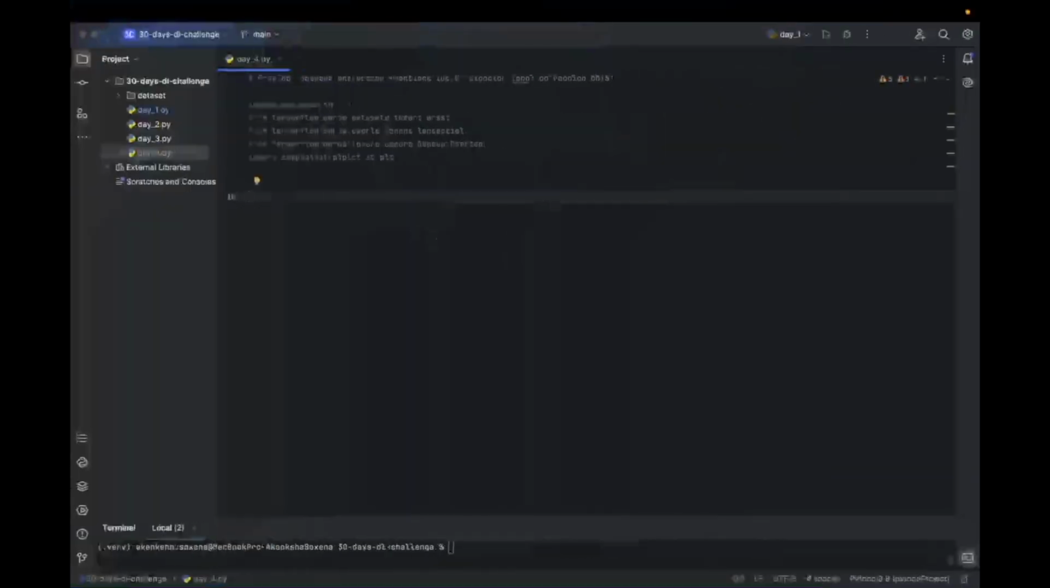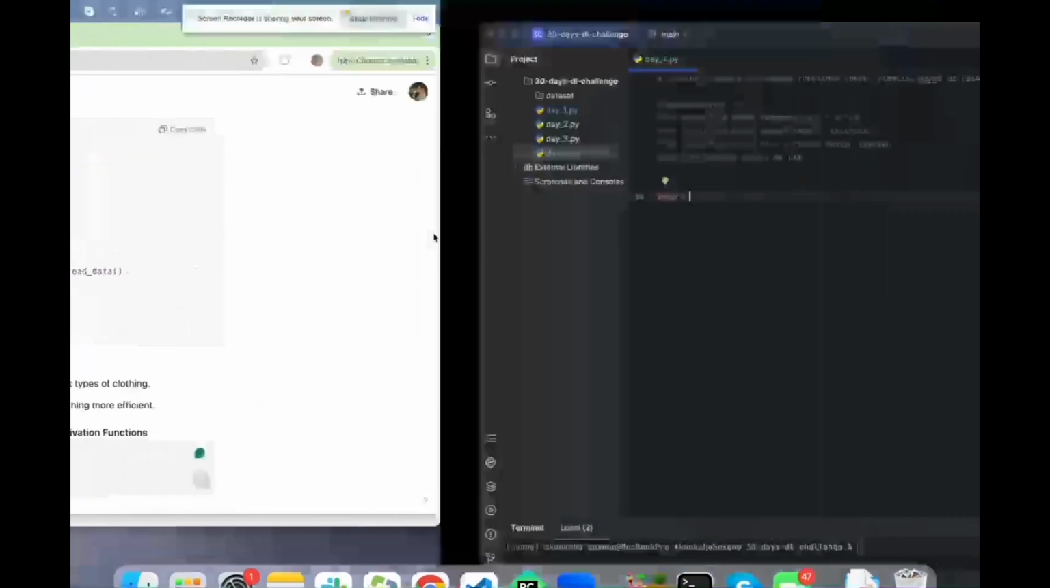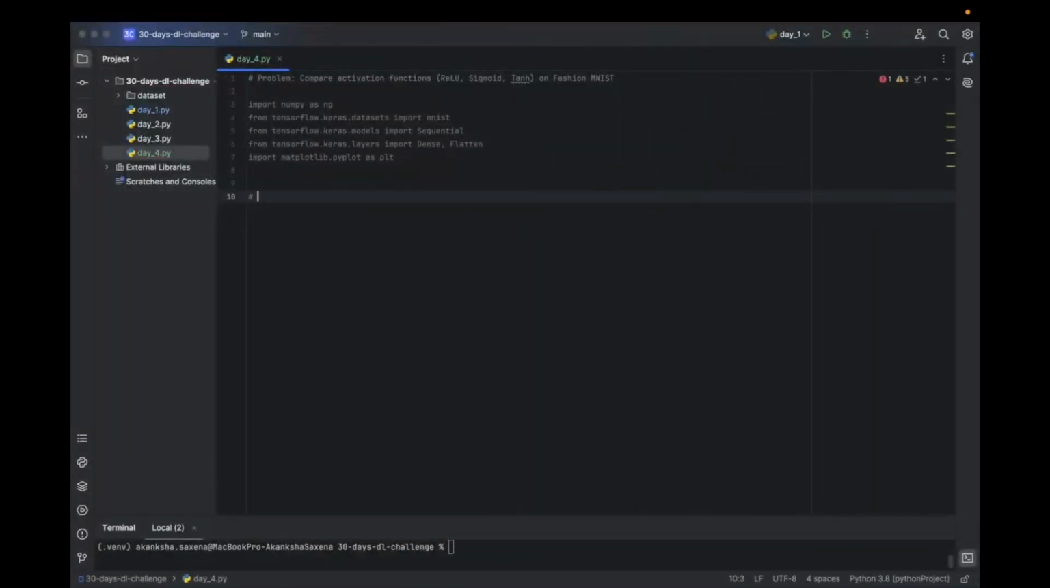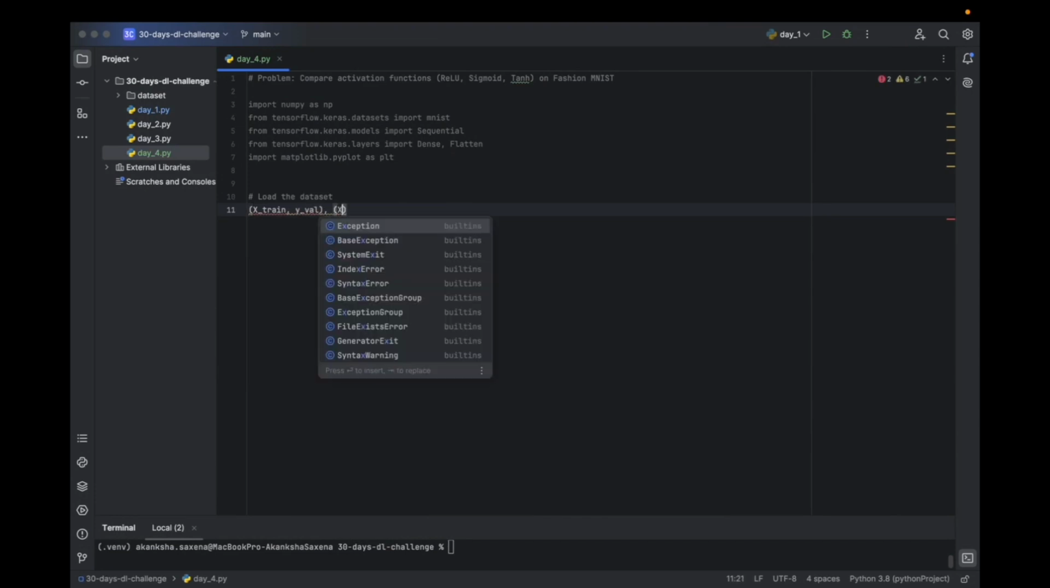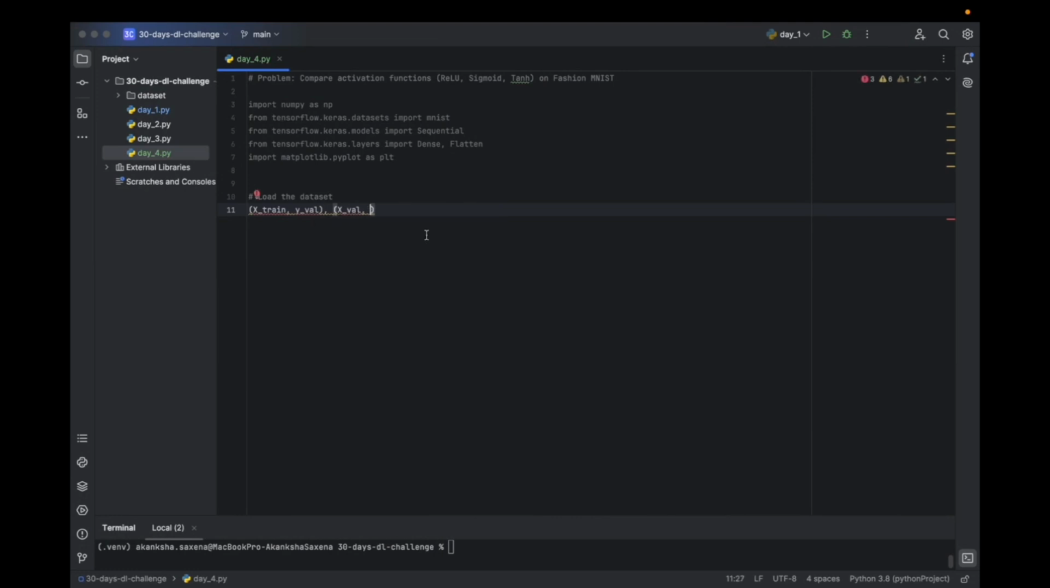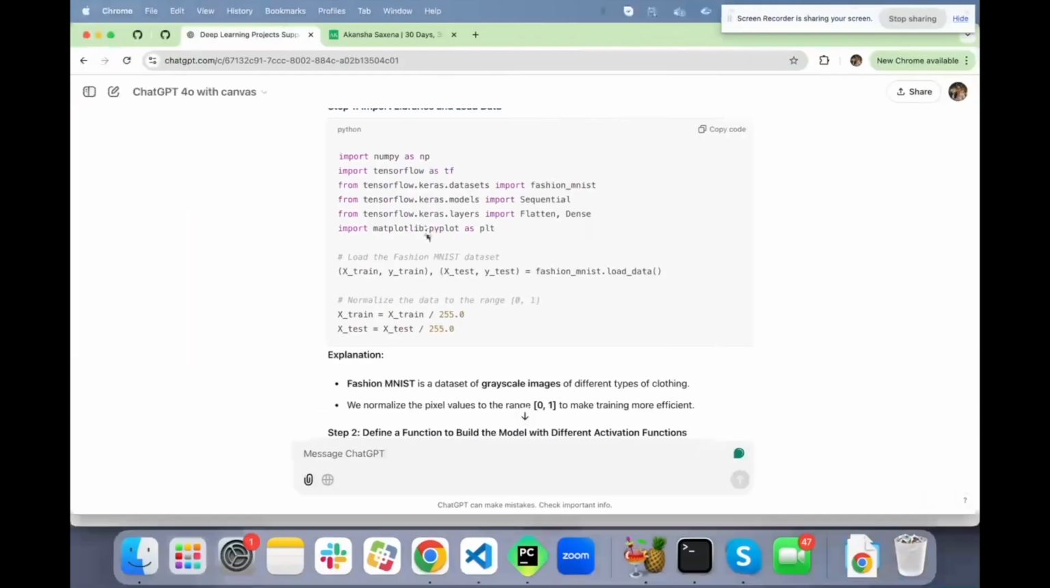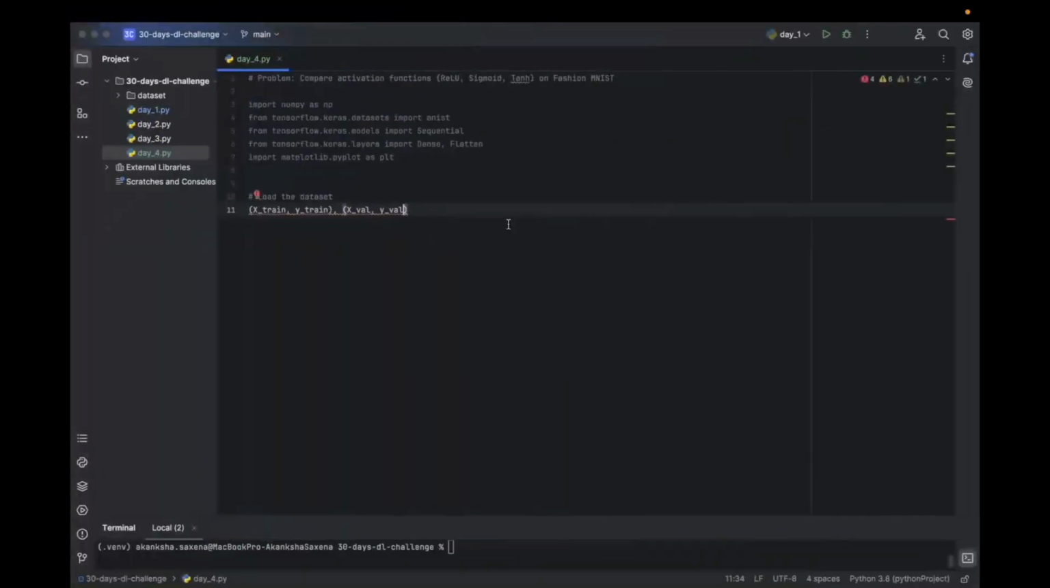Now we will load the data set. We will load it as x_train, y_train, x_validation, y_validation. Sorry, it should be x_train, y_train, x_validation, y_validation. And we are going to load from mnist.load_data.